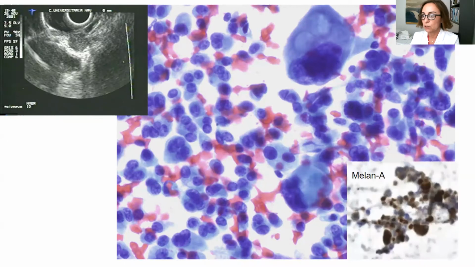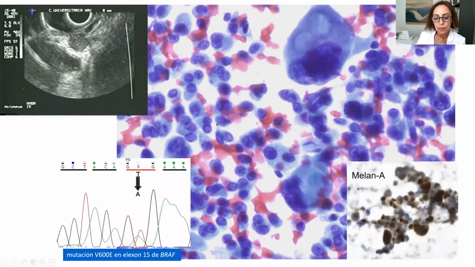So we decided to study the lesion deeply, and we performed Melan A, which is nicely positive in the nuclei of these cells, the big ones and the smaller ones. And in this case, the patient also harbored a mutation in exon 15 of the BRAF gene.